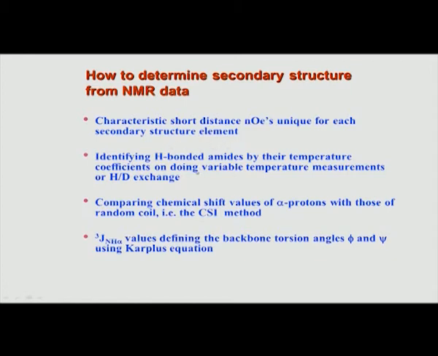Another approach is by hydrogen bond. You identify the hydrogen bond pattern in peptides, and typically the loops which are very flexible do not have strong hydrogen bonds, but alpha helix and beta strands have very strong hydrogen bonds. We will see later on, in the advanced section of this course, how hydrogen deuterium exchange is done. Based on that, one can identify hydrogen bonds in different regions of the peptide, and that can also be very useful for finding out the secondary structure.